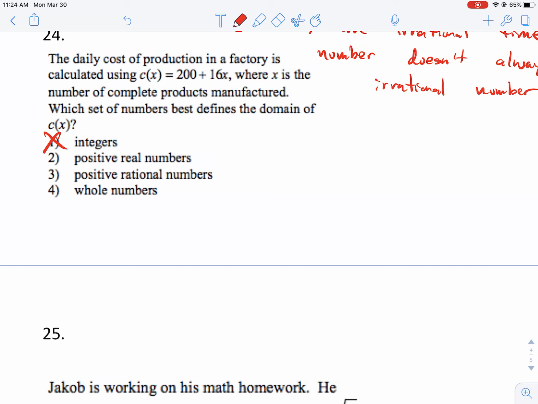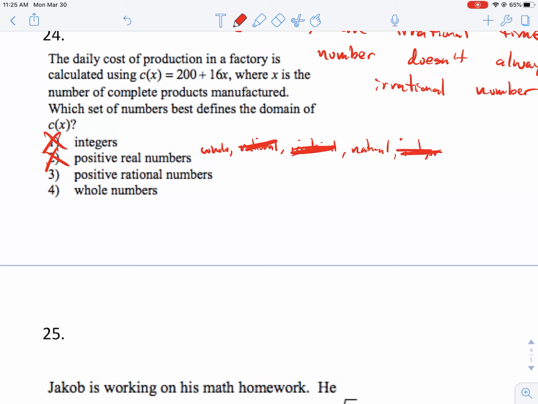Okay. So I'm going to cancel out integers because, again, when we're talking about complete products, we're not talking about negative complete products. That doesn't make any sense. Okay, so we're looking at positive reals, positive rational numbers, and whole numbers. Okay, so when you say positive real numbers, we're including all types of real numbers. So we've got whole, we've got rational, we've got irrational. Okay, we've got natural, integers. Okay, a whole boatload of different number types. Okay, so we don't want to include all those.